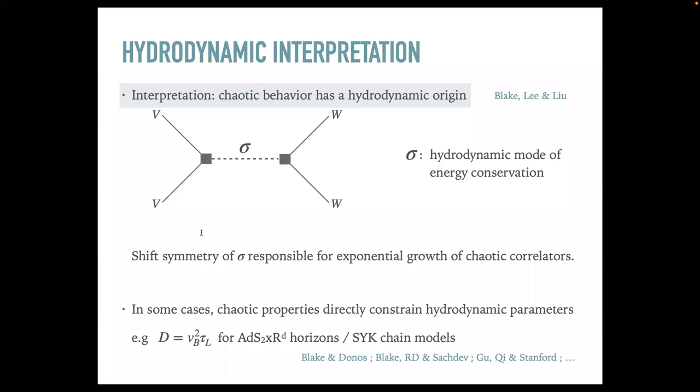Is there a physical reason for this shift symmetry? No, it's not some fundamental requirement of hydrodynamics. If I would like to have exponential growth via this mechanism, I have to have a shift symmetry. I guess the way I think about it is this is some additional symmetry that all quantum field theories with a gravitational description have. It's not a symmetry that has to be there in general in hydrodynamics, but it's a symmetry that has to be there if you want your hydrodynamic theory to have a gravitational description.